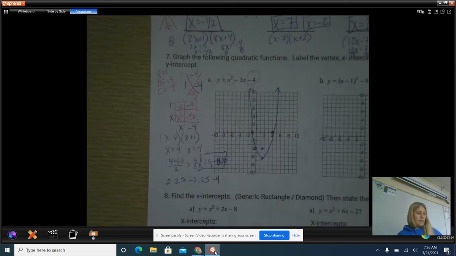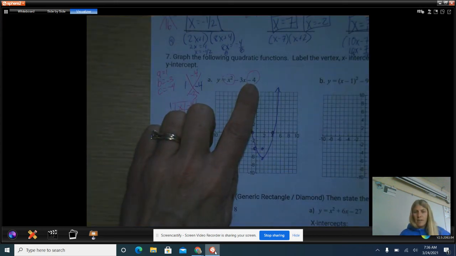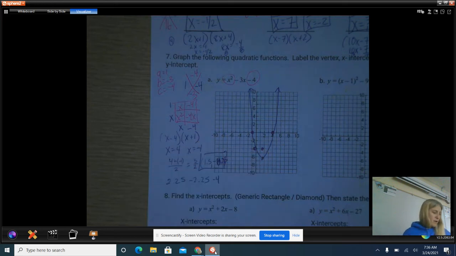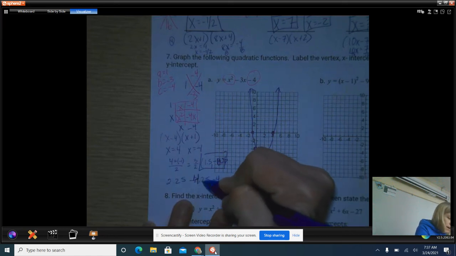Everyone makes mistakes. It's just being able to go, oh no, the y-intercept can't be the same as the vertex. They're not going to be side by side. And that's when you go in and look for your error. So 3 times 1.5, so this was minus 4.5. So that's where we have that error.